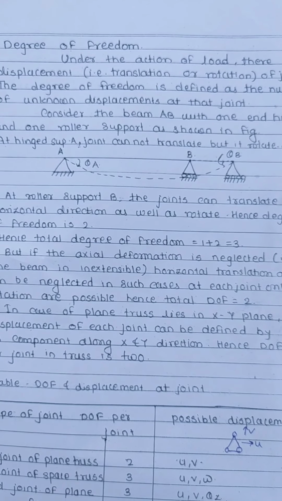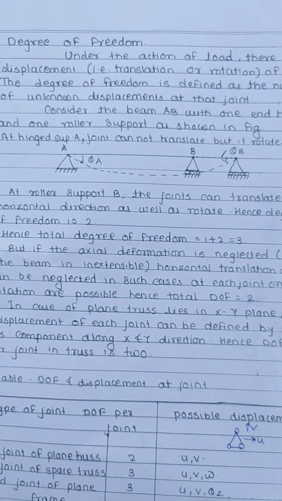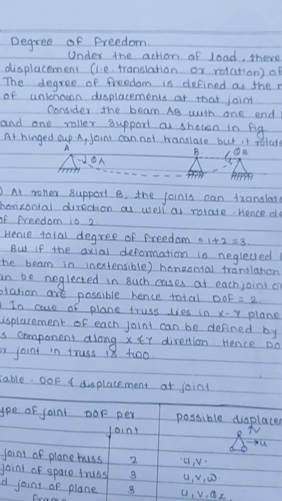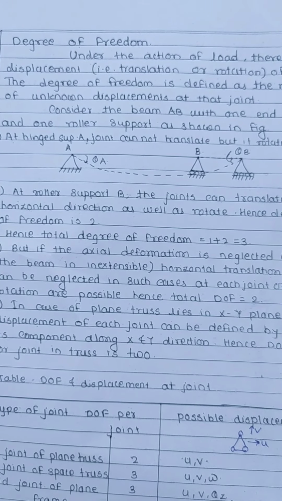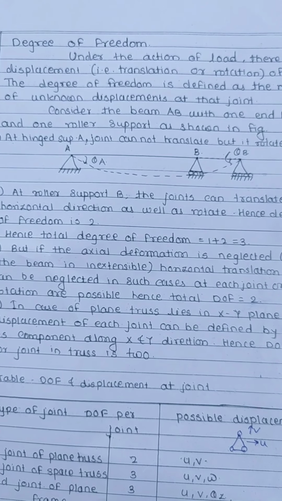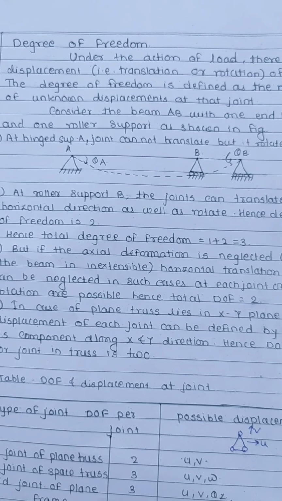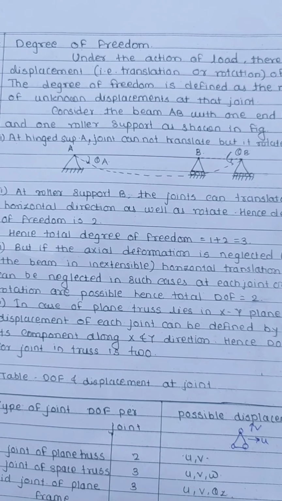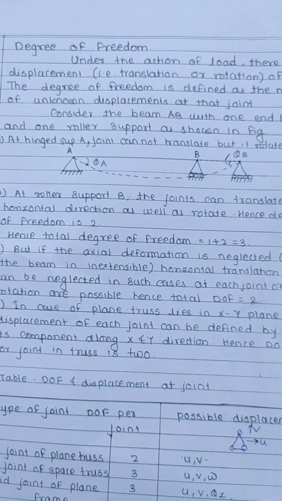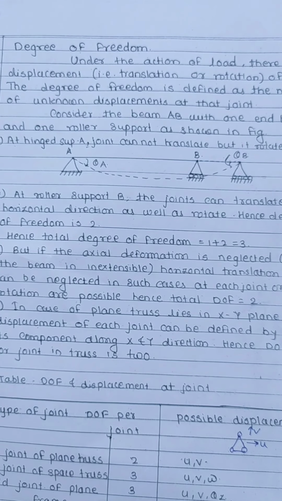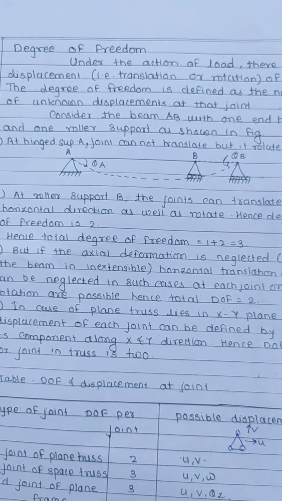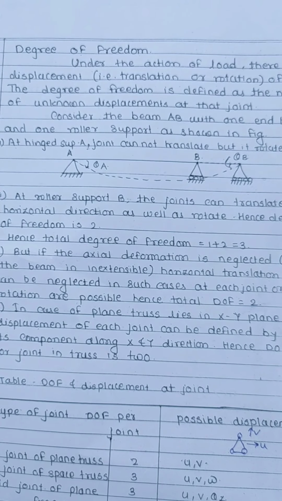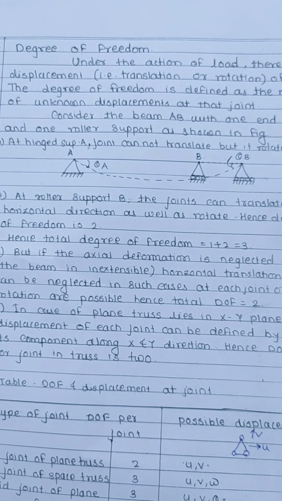Hi friends, in the last lecture we discussed the calculation of static degree of indeterminacy for truss. In this lecture we are going to discuss the calculation of kinematic degree of indeterminacy for beam, portal frame and truss. The kinematic degree of indeterminacy is nothing but the degree of freedom.